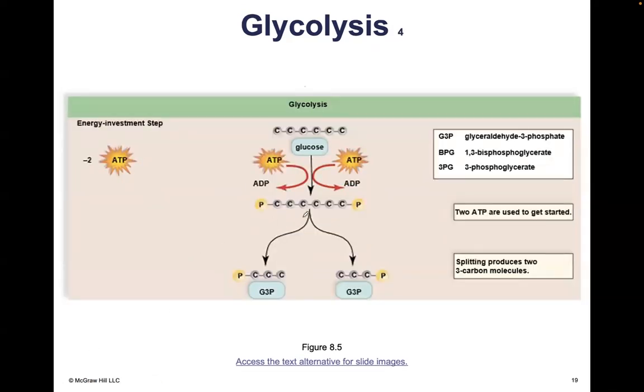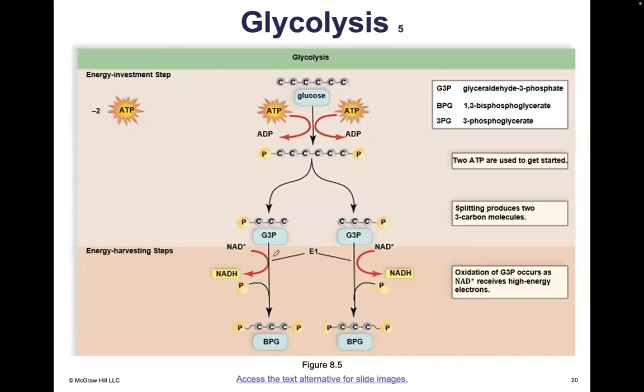So what happens is now this is going to be split into what? Into 3 carbon molecules, which is G3P. G3P is called glyceraldehyde 3-phosphate. Why is it called this name? It's called this name because it's actually an intermediate in the process of producing ATP. So G3P is glyceraldehyde 3-phosphate. Then we move on to the next step.